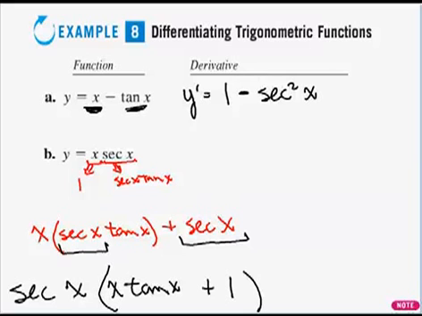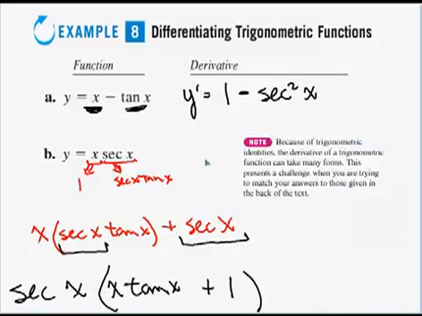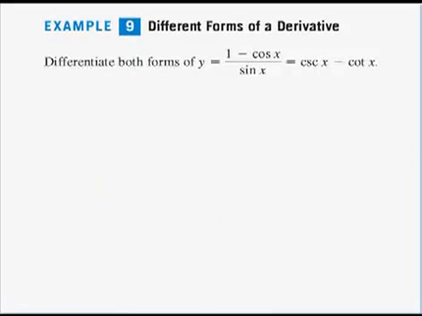There we go. And what's this note? Because of trig identities, the derivative of a trig function could take many forms. This presents a challenge when you're trying to match your answers with those given in the back of the text. I've seen this every year that I've been teaching calculus. A student will get an answer, and it will not look exactly like the one in the back of the book. It might be kind of close, but sometimes it might not even be close at all. And the answer that they have is correct because of those identities. And I think that next example goes into that.